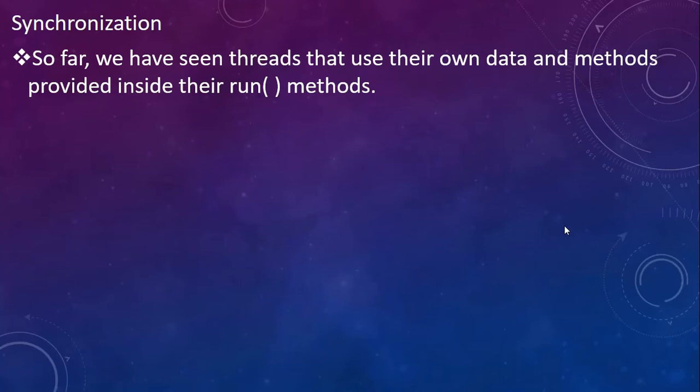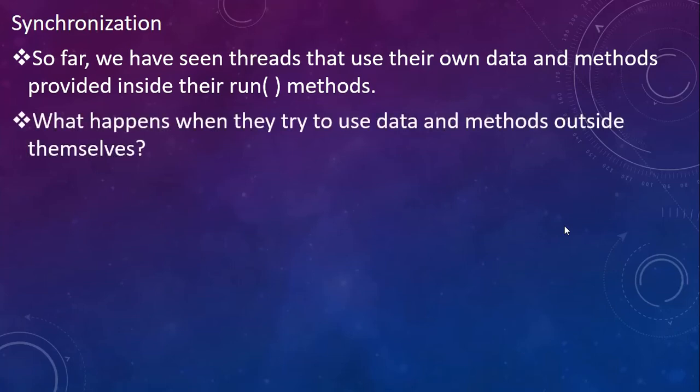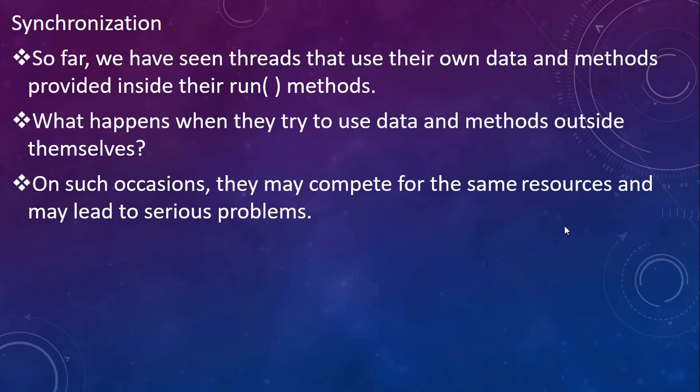But many a time what can happen is these threads may utilize, apart from whatever code is written in the run method, some other resources. So what happens when they try to use data and methods outside themselves? On such occasions, they may compete for the same resource and may lead to serious problems. Whatever code is written within the run method of a particular thread is local, or personal, to that thread.